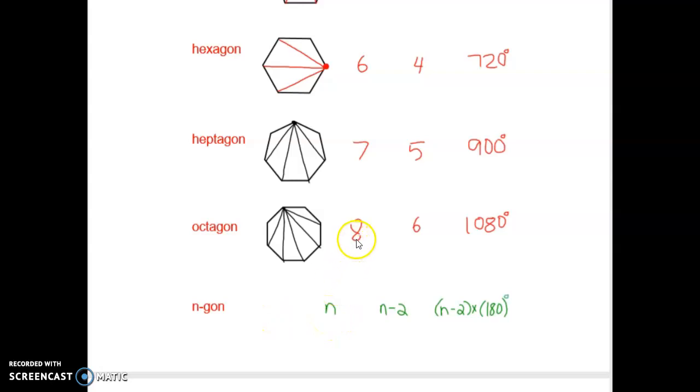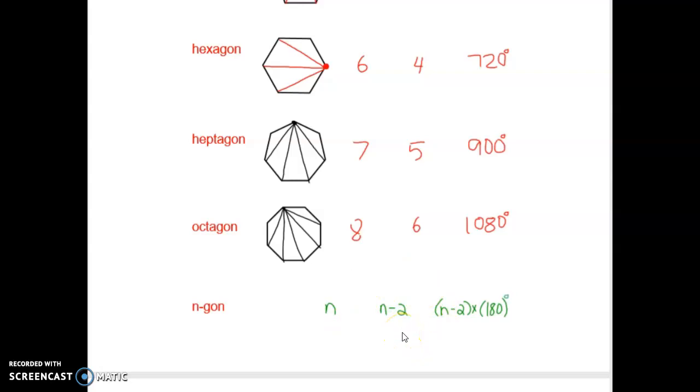We see that with an octagon, 8 sides, I've got 6 triangles. Heptagon, 7 sides, I have 5 triangles. Hexagon, 6 sides, I have 4 triangles. So for an n-gon, when I have n sides, I'll have a total of n minus 2 triangles. It's always 2 less than the number of sides.